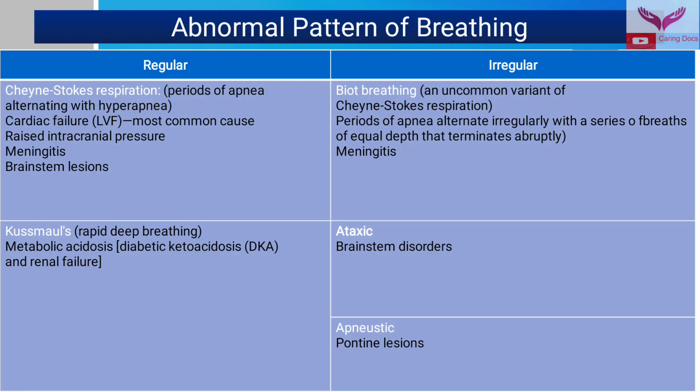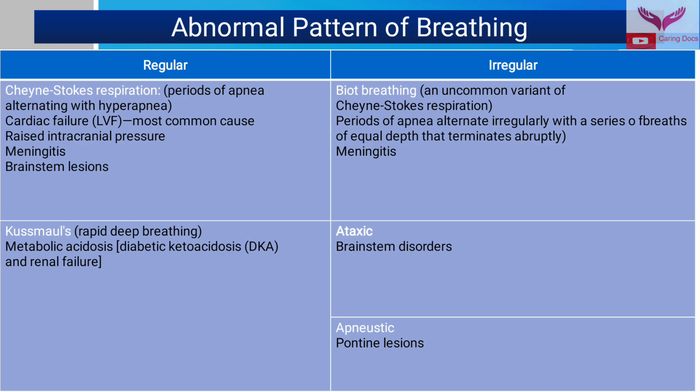The various abnormal patterns of breathing may be regular or irregular. Among the regular are Cheyne-Stokes respiration and Kussmaul respiration. Irregular ones are Biot breathing, ataxic breathing, and apneustic breathing pattern. Among the regular abnormal patterns, first is Cheyne-Stokes respiration. Here we see periods of apnea alternating with hyperpnea. It is commonly seen in left ventricular failure, which is the most common cause, and also in patients with raised intracranial pressure, meningitis, brain lesions.